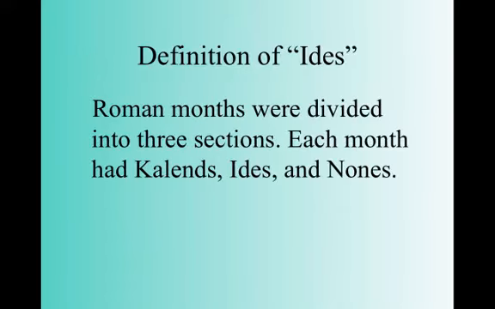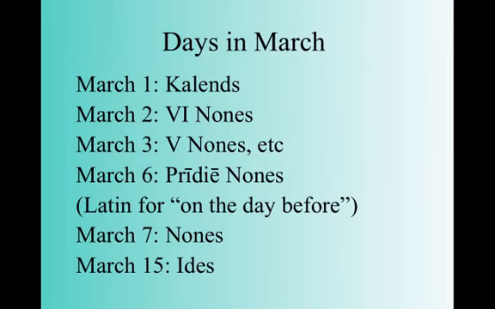The definition of Ides. Roman months were divided into 3 sections. Each month had calends, Ides, and nones. This is what March looked like. March 1st was called the calends. Skip down for a moment to March 7, which was known as the nones.